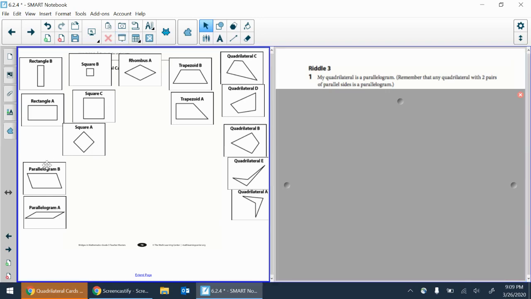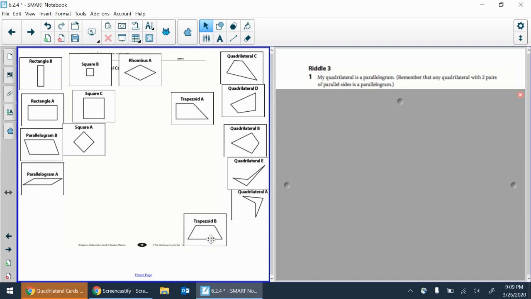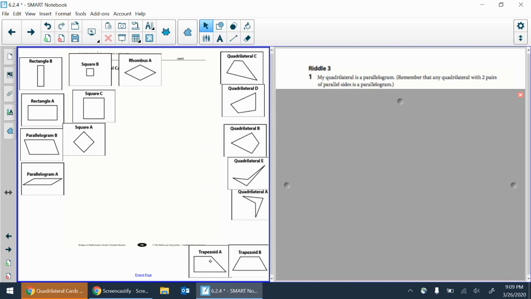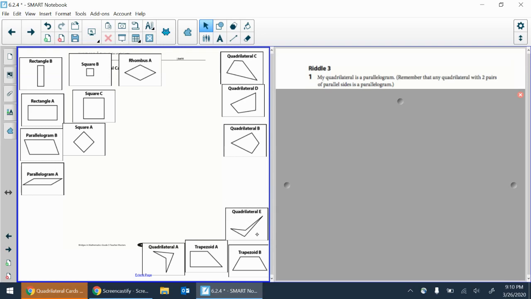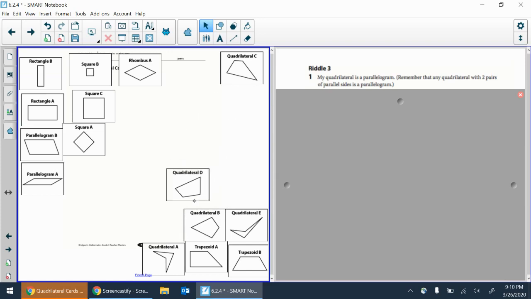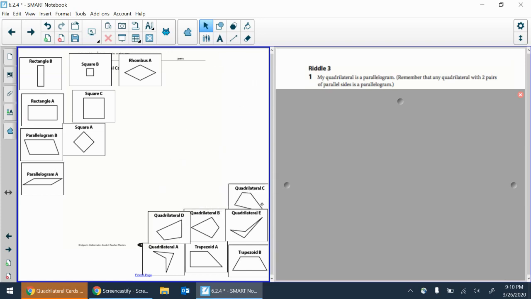Top and bottom, side and side are parallel. And of course, our parallelograms have parallel sides. Our rhombus here is a parallelogram because it has the sides here and these sides here that are parallel to each other. Trapezoid does not work because it only has the top and bottom. And quadrilateral A does not have any parallel sides. E, there are not any parallel sides. No parallel sides in any of these quadrilaterals here. So I'm only going to be working with the ones at the top here.